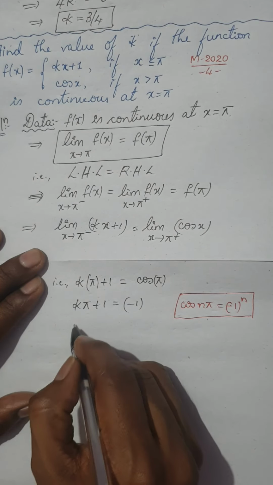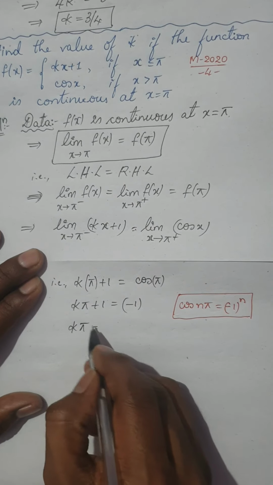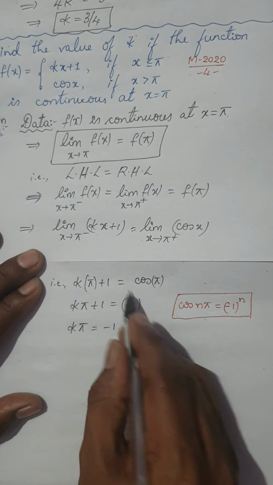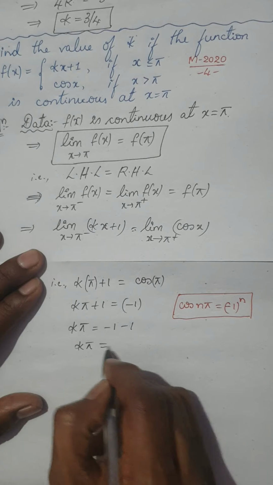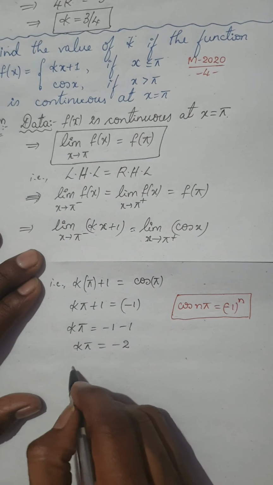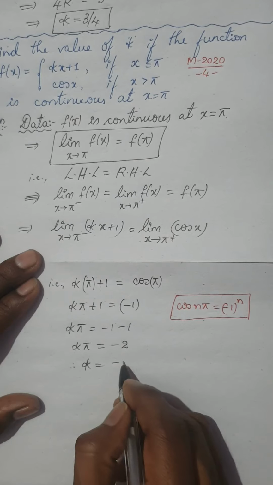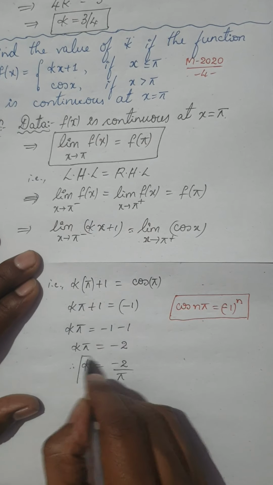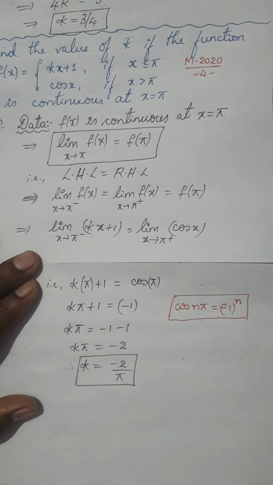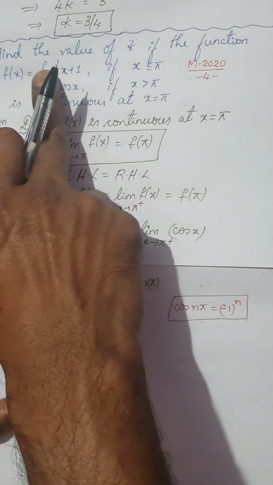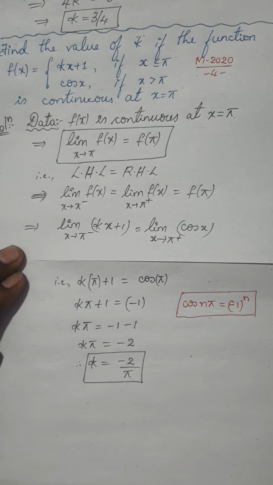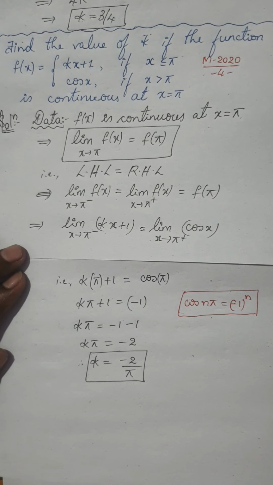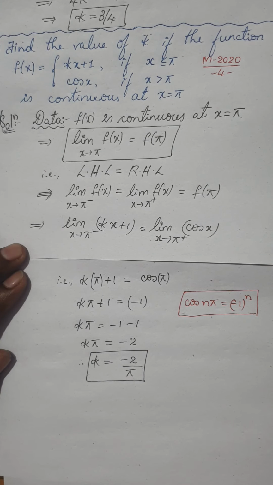Bring this term to the right hand side because I want the value of k. So k pi equals minus 1, and when the 1 comes to the right hand side, it becomes minus 1 again. So k pi is minus 1 minus 1, which is minus 2. Therefore, the k value is minus 2 by pi. Is it clear? This is the value of k for the given function which is continuous at x equal to pi. Very simple, isn't it? You can easily get 4 marks if these questions are given in your main examination. Shall we move on to the next question?